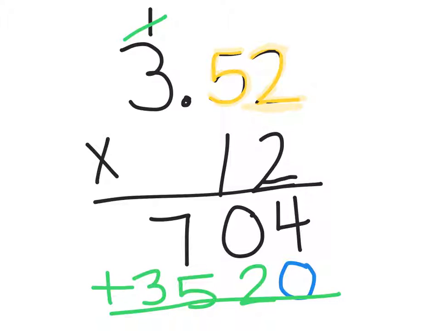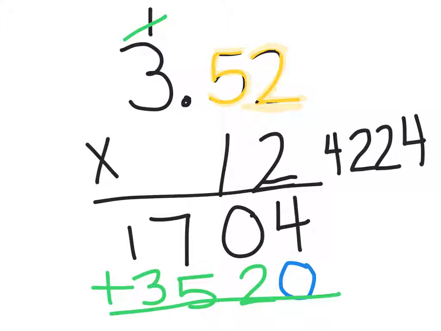So 0 plus 4, I'm going to write mine over here, is 4. 0 plus 2 is 2. 7 plus 5 is 12. And carry your 1. And then 1 plus 3 is 4. So right now we have 4,224. But we still have to put our decimal point in.